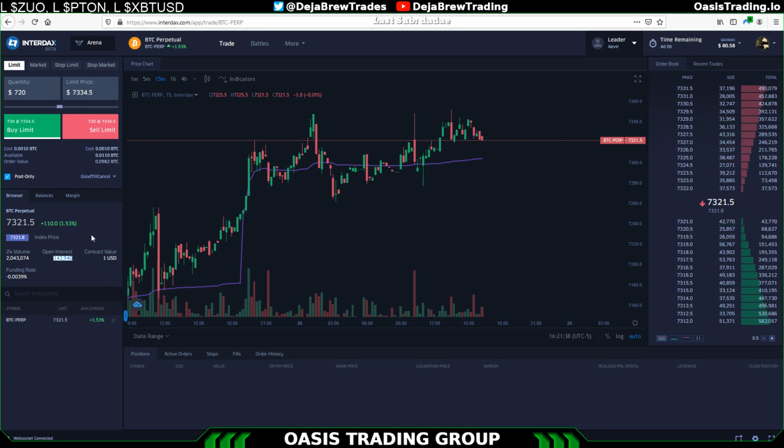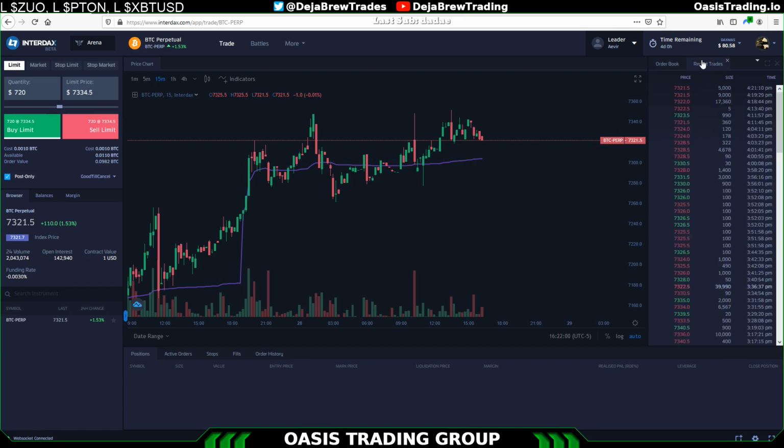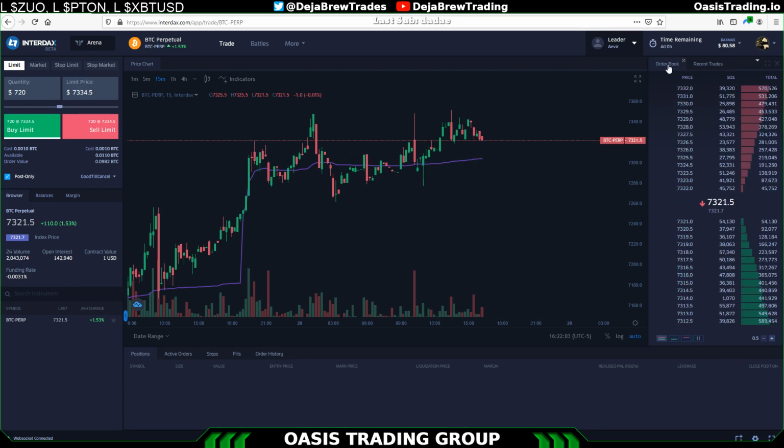The open interest has been quite high lately on Interdax. 140,000. That's really low compared to other exchanges, I know that. But on Interdax, I typically see it around 60,000, 70,000. It's at 140,000 now, so it seems like Interdax is starting to get some more volume. This Christmas competition was probably really big to bring in traders.